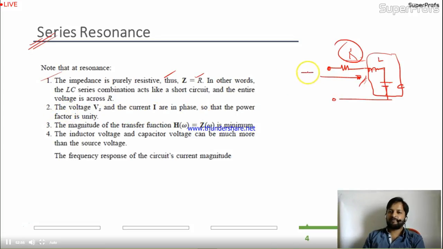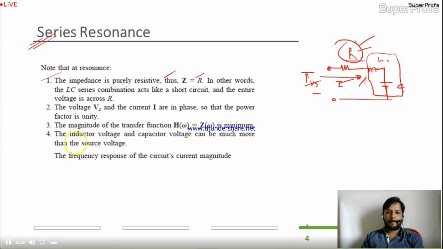Why will they be in phase? If the input is Vs and the current is I, why will they be in phase? Because the current I is flowing through the R. L and C cancel each other, so you are left with only R in the circuit. Earlier we saw in the phasor that in R, the voltage and current are in phase.